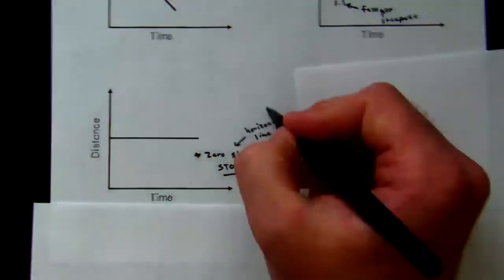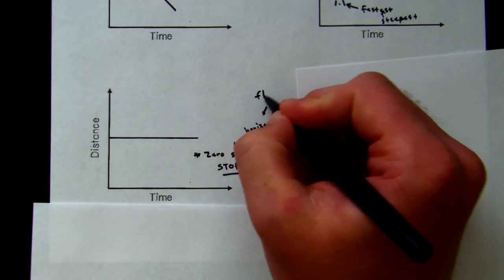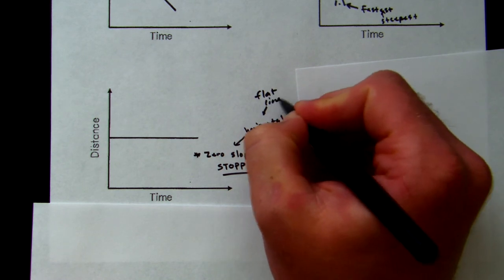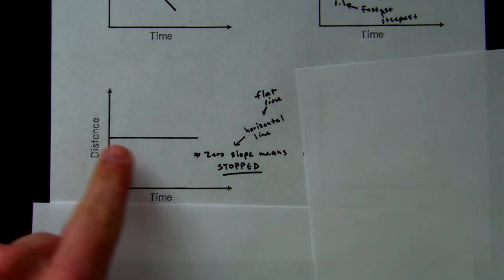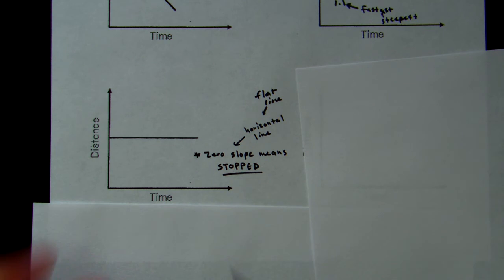Now, last one here. If we take a look at this graph, if it is a zero slope, which means a horizontal line, and if we want to get even simpler, a flat line. A flat line is zero slope, which means horizontal. If you see a flat line or a horizontal line, that means zero slope. That means it's stopped. That means my distance is not changing.